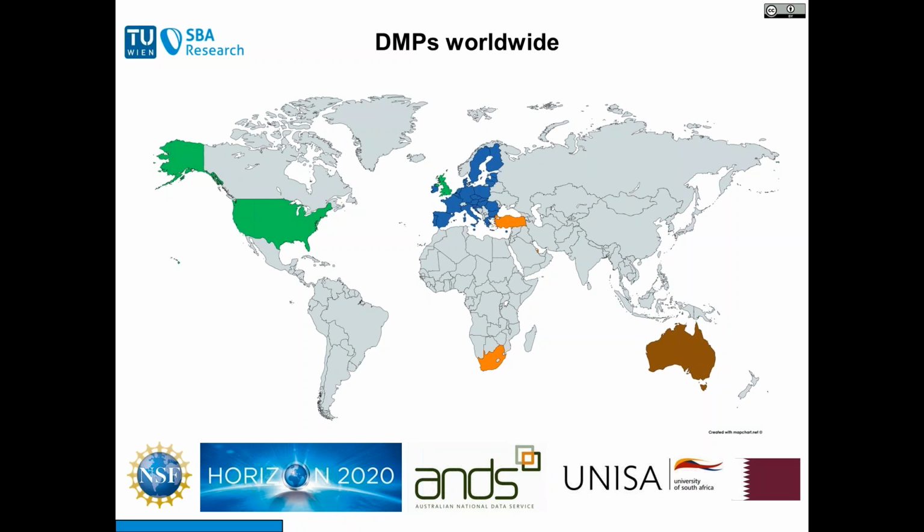In the US, the National Science Foundation has required a DMP for 4 or 5 years. It's a very short document, 2 pages, submitted before the grant is given to the researcher.